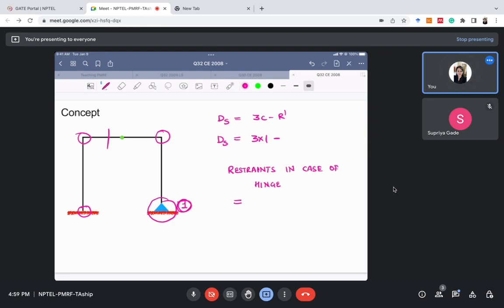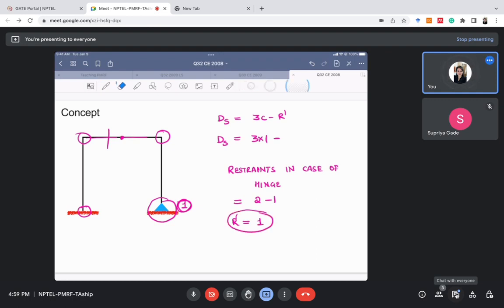So here, how many members are connected to that hinge? Please, can you answer me in the comment? How many members are connected to this hinge? Two members, right? One member this and another this. So two members are connected to this hinge. So number of members connected to the hinge minus 1. So restraints in this case will be 1 for hinge.